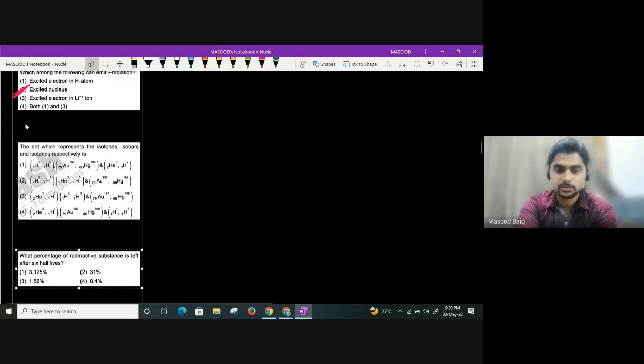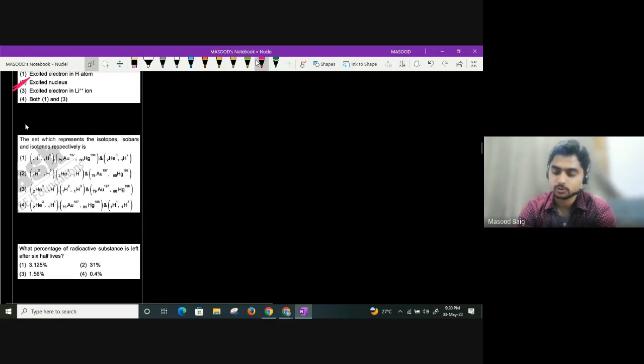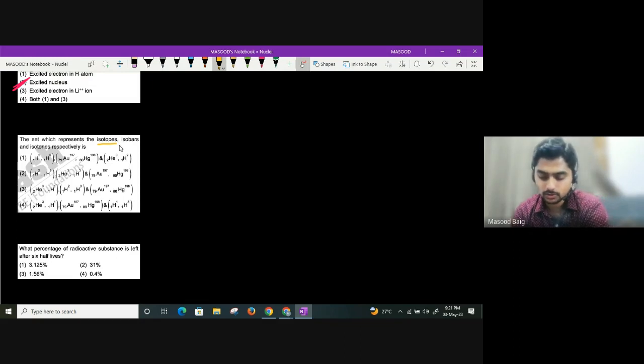The set which represents isotopes, isobars, and isotones. What is the meaning of isotopes? Same atomic number, different mass number. Yes or no? So as you can see, this is wrong. Yes or no? This is also wrong. So either first or second may be correct.